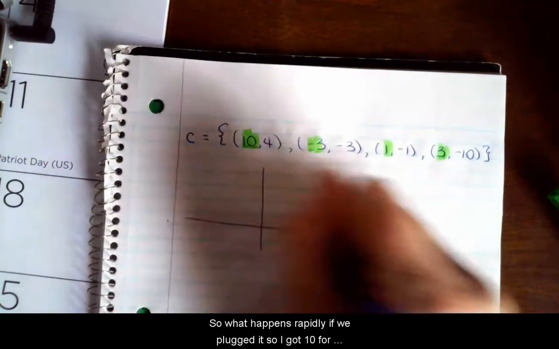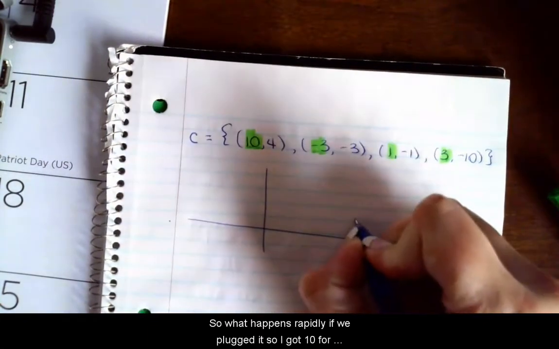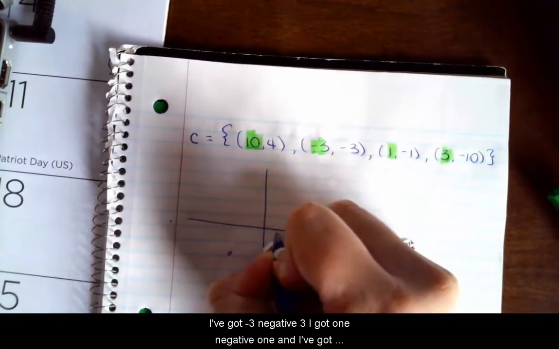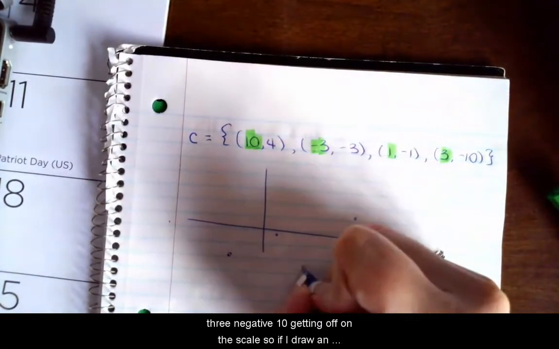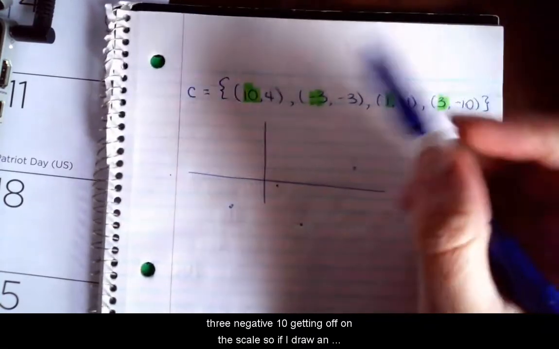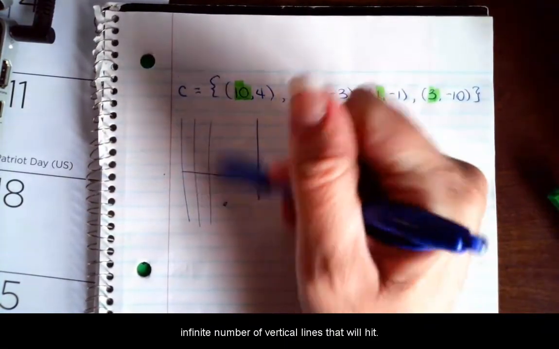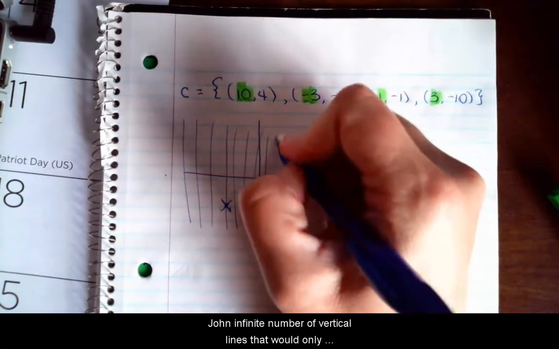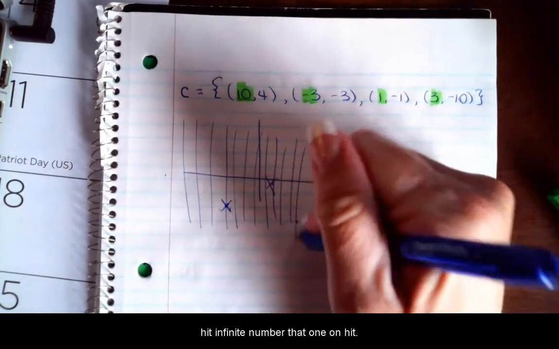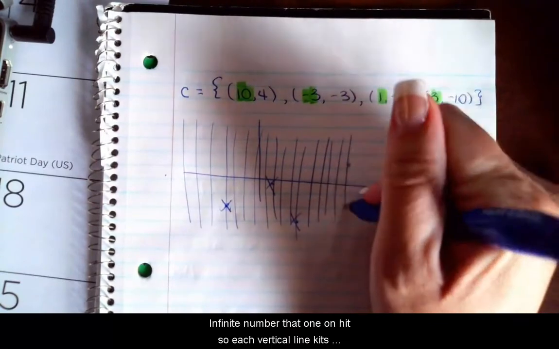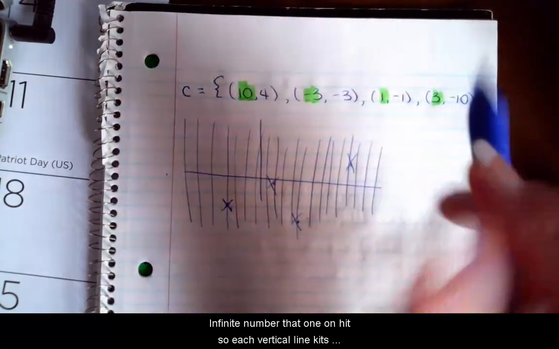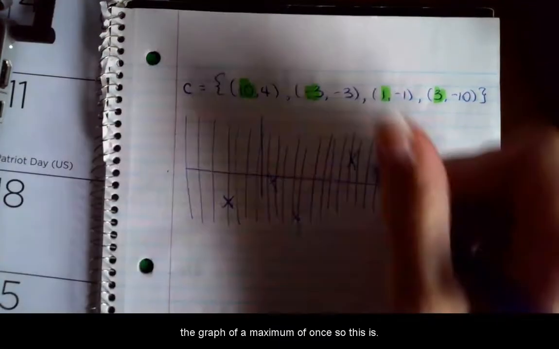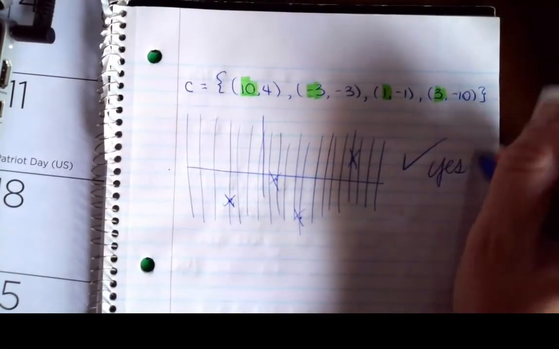So what happens if we plotted it? I've got (10, 4). I've got (-3, -3). I've got (1, -1), and I've got (3, -10). Okay, not drawn to scale. So if I draw an infinite number of vertical lines, that one will hit, that one will hit, that one will hit, and that one will hit. So each vertical line hits the graph a maximum of once. So this is a function.